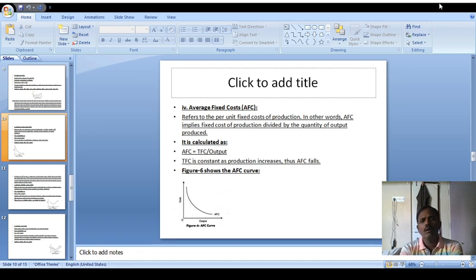Another one is average fixed cost. It refers to per unit fixed cost of production. In other words, AFC implies fixed cost of production divided by quantity of output produced. It is calculated as AFC is equal to TFC by output. TFC is constant as production increases, thus AFC falls.